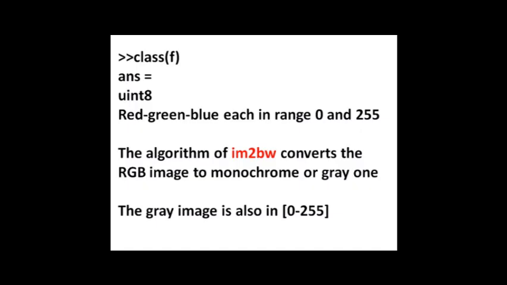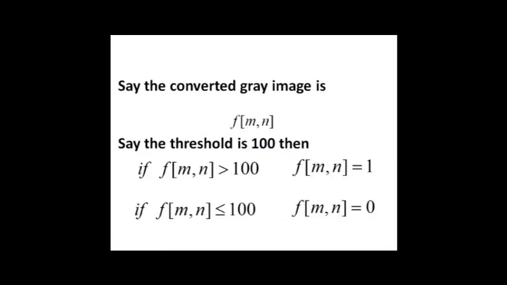Now the algorithm of im2bw converts the RGB image to a monochrome or gray one, and the converted gray image is also in the range 0 to 255. Let's say the converted gray image is f(m,n), and the threshold we have to decide. The threshold can be any value between 0 and 255.